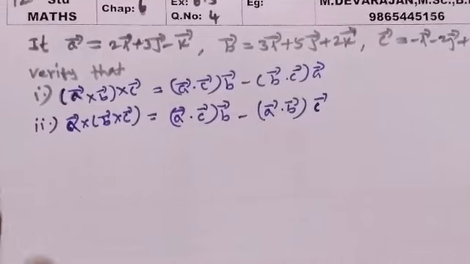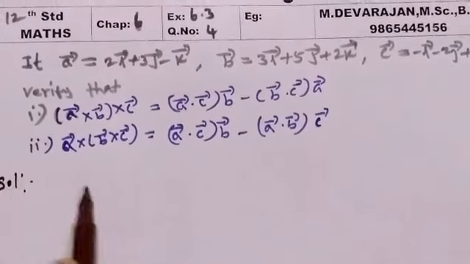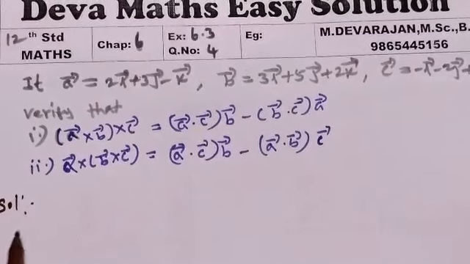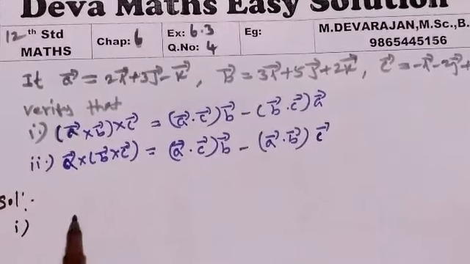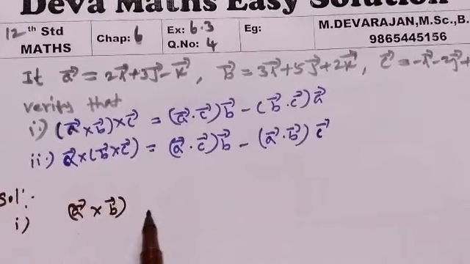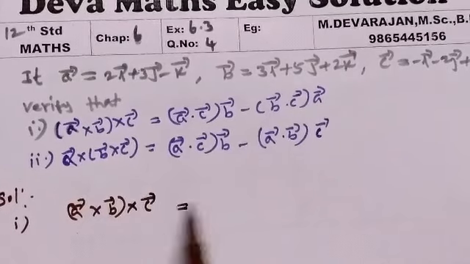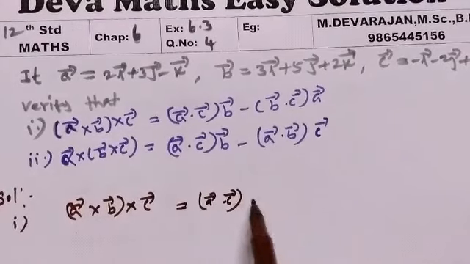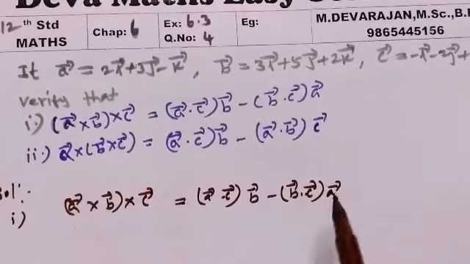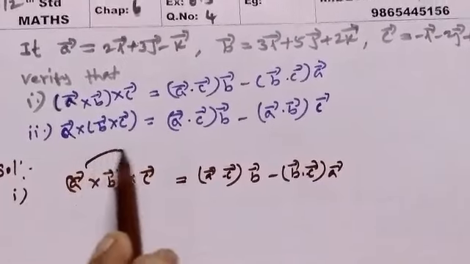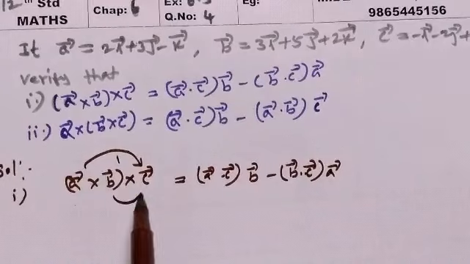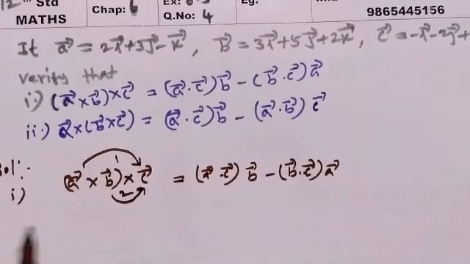The result could be the proof one. First solution. First one: A vector cross B vector cross C vector equal to A dot C B vector minus B vector dot C vector into A vector. So this is step one. Step two.